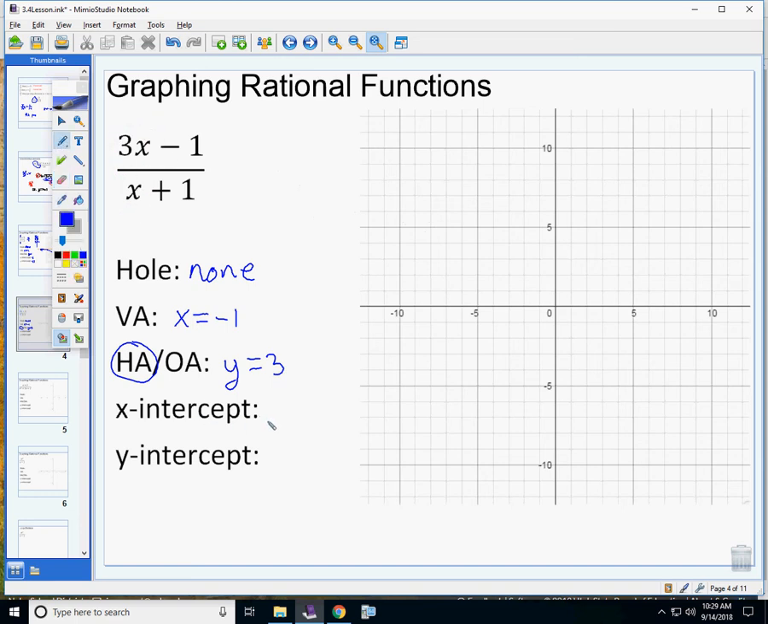All right, finding the x-intercept. That is where the top part of a fraction equals 0. So we would set the top part of the fraction equal to 0. 3x minus 1 equals 0. We would add the 1 over, so 3x would equal 1, and divide by 3, so x-intercept of 1/3.